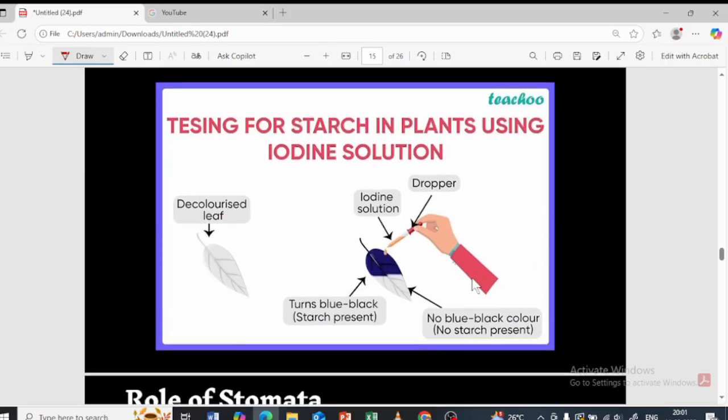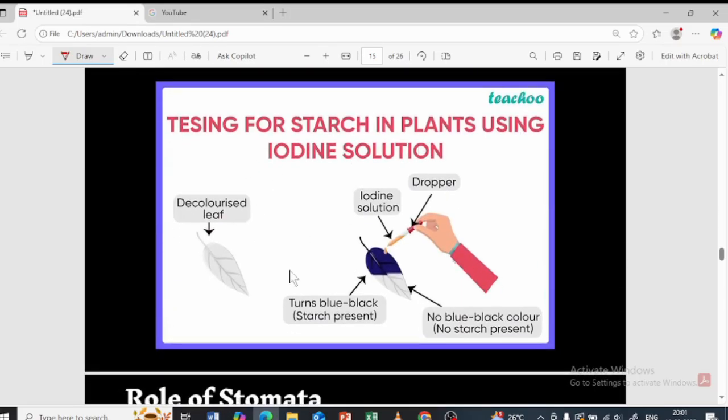Yes, so this is the iodine solution test. This is the decolorized leaf. When we put it into the iodine, only the starch region will get the dark blue color.